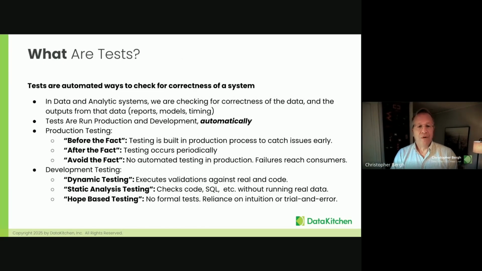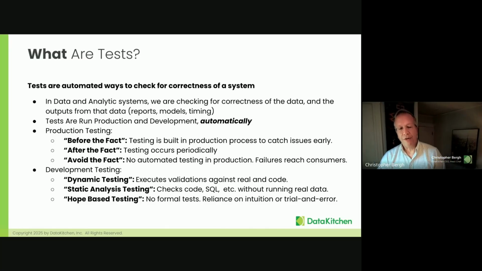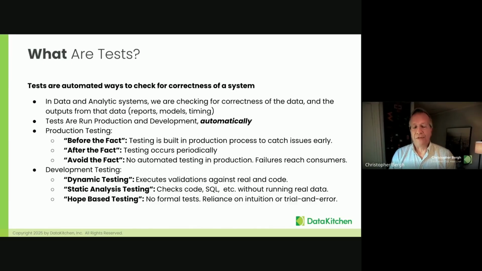And so that begs the question, what's a test? Tests are automated ways to check for the correctness of a system. What that means is we're checking for the correctness of data, or we're checking the correctness of outputs of data. And tests are run in production and development automatically. If we think about production testing and development testing, obviously in production you want to find the problems before the fact, right? Testing is done as part of the production process, because then you can stop it and hold off production. And so you want to have tests part and parcel of your production process.